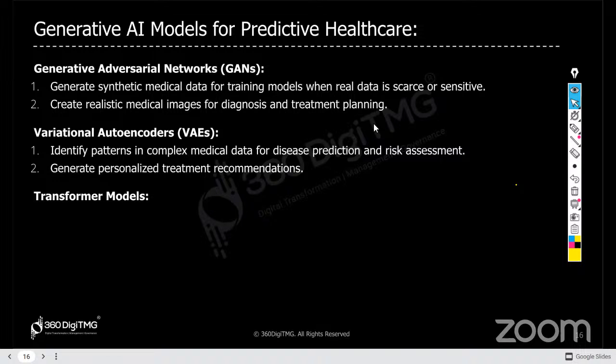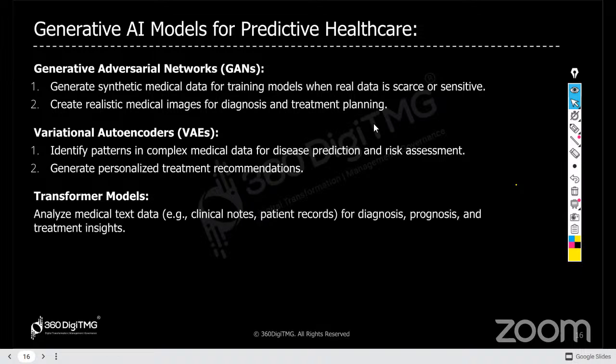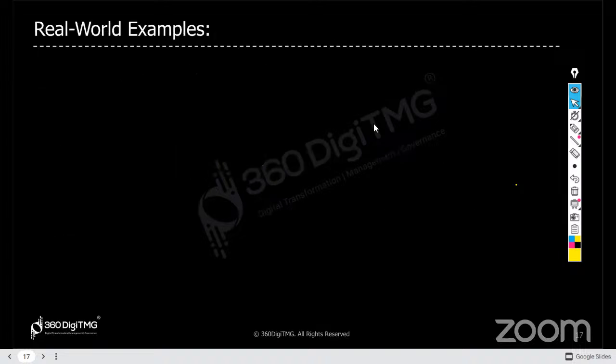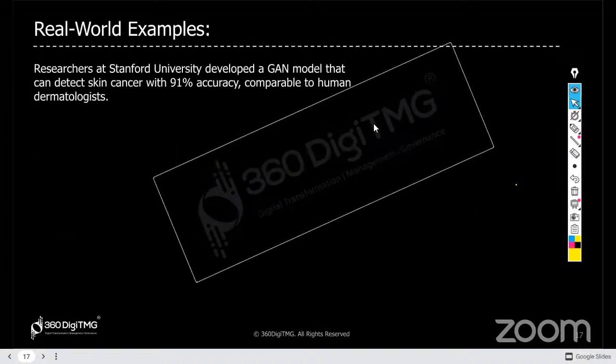The transformer models. These read and understand a lot of text data like clinical notes and patient records. These models help the doctors to provide insights into diagnosing the illness, predicting how a disease might progress, and suggesting treatments. So they make it easier for healthcare professionals to get valuable information from the vast amount of text they deal with in daily life. So these are some of the cool examples.